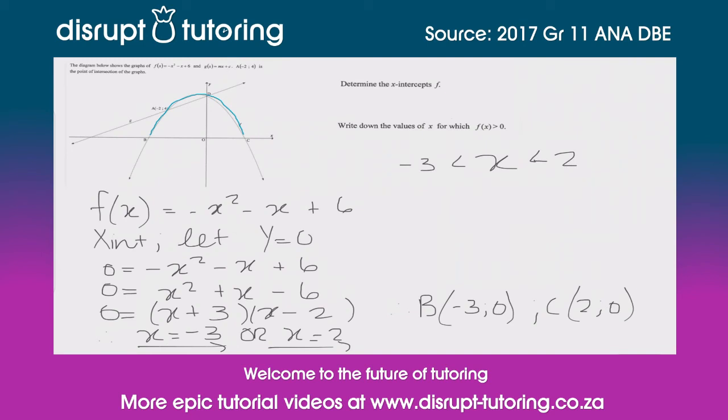Why can we not put less than or equal to on either side of the x? The reason is that they've specifically asked us for where they are greater than 0. And if we look at minus 3, we can see that at that point, f of x is actually 0. So the y is 0 there and 0 there. So therefore, it cannot include minus 3 and 2. It can only be between minus 3 and 2.